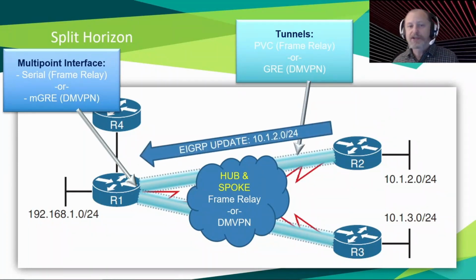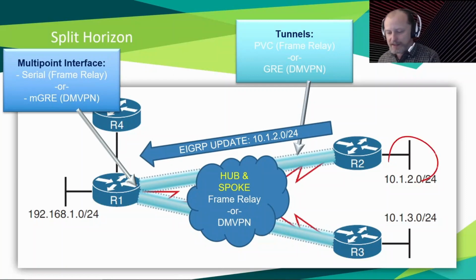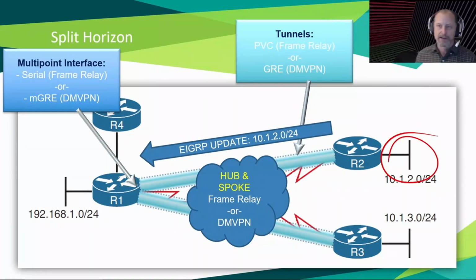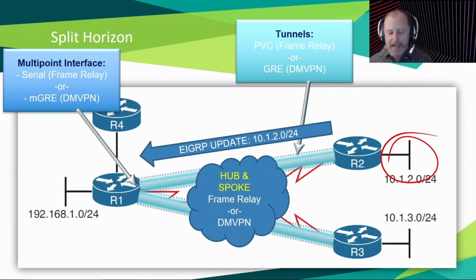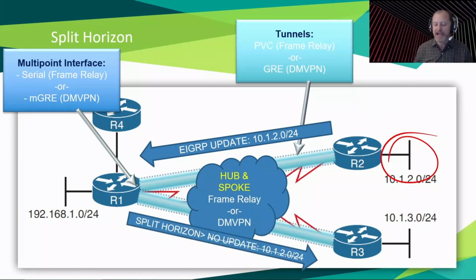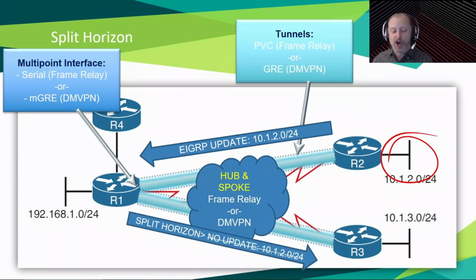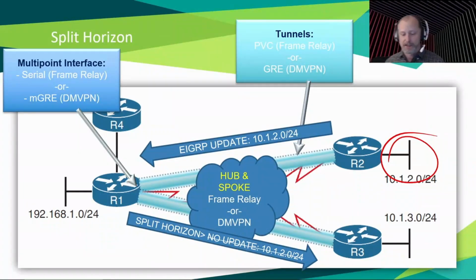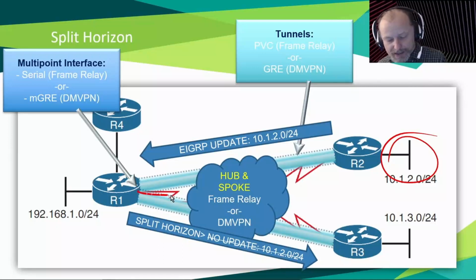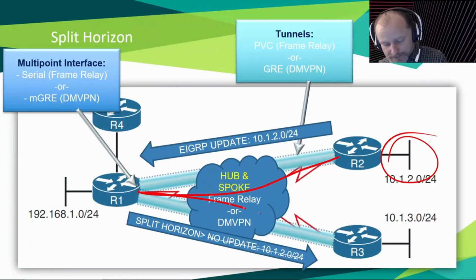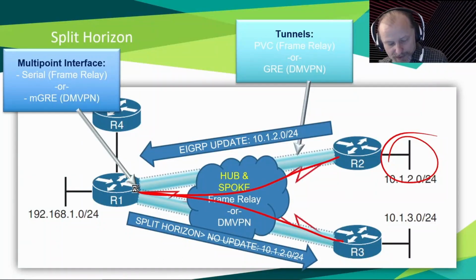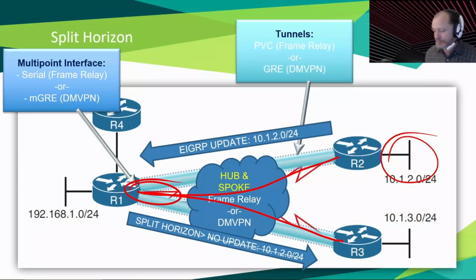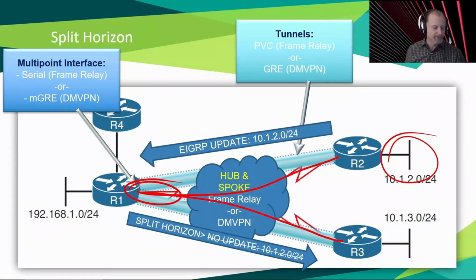So R2 is going to advertise this LAN over here, but R1 is not going to advertise that to R3 because it's going out the same interface that it came in on. It's a multi-point interface. All right. So kind of think of it like, okay, so this is one interface, one kind of link.